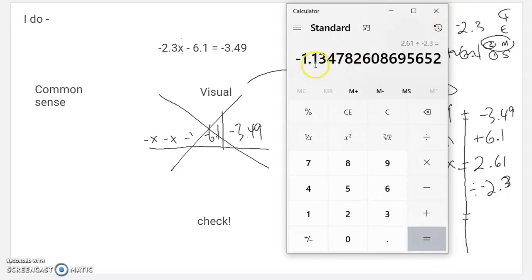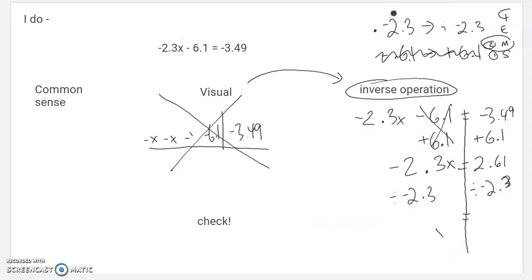I'm just going to end this after 2 decimal places. I'll make a symbol to show that I'm rounding. So I'm just going to say x is approximately, squiggly equal sign means approximately, -1 13/100.